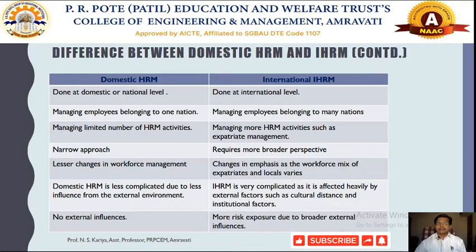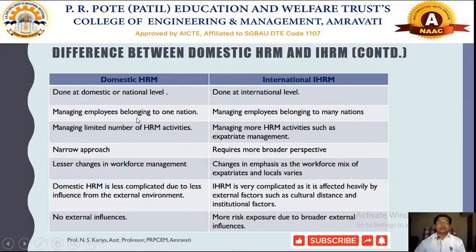Now these are the differences between domestic HRM and international HRM, and these differences exist due to the different kinds of activities that can be managed at the domestic level and the international level. Domestic HRM can be done at the national level, whereas international HRM is done at the international level, where we are managing international employees. In domestic HRM there would be no international employee, and our activities are not directed towards them.